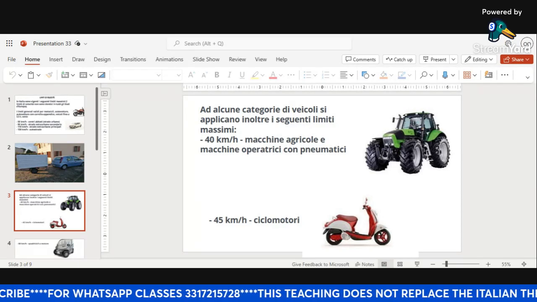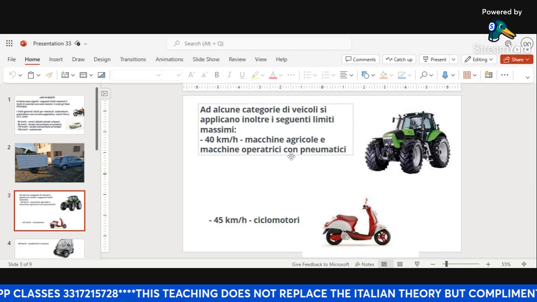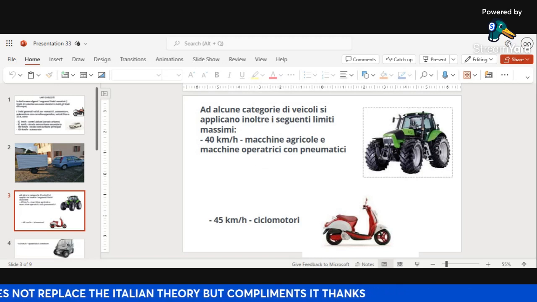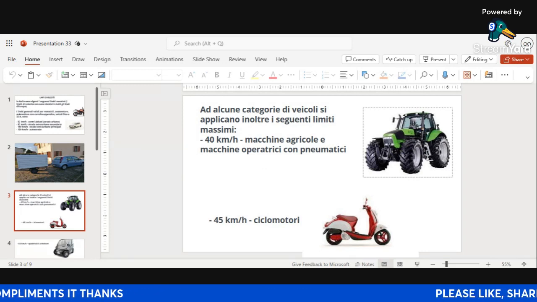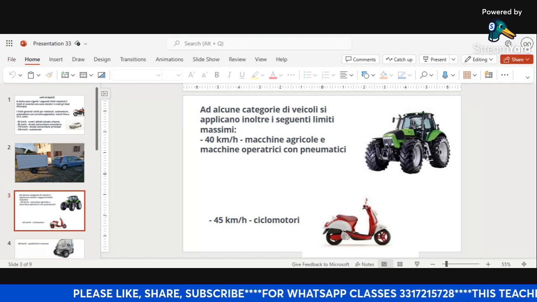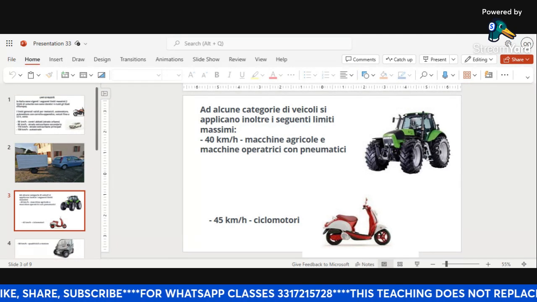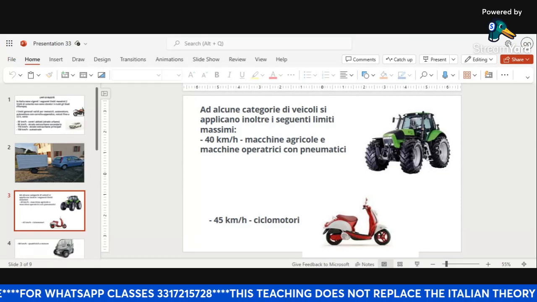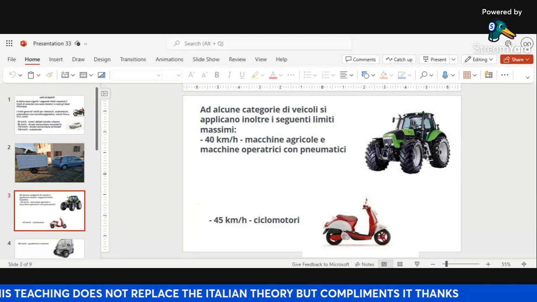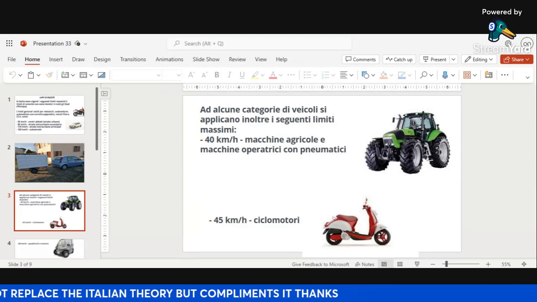Number one we have here is macchine agricole. Macchine operatrici con pneumatici. This macchina agricola looks like the operatrici one. That's why I don't want to bring two photos to confuse you. It looks like this, just that the other one is operational machines, and this one is of a farm, agricultural machines. Their speed limit is 40 kilometers per hour. Have it in mind: agricultural vehicles and operational vehicles, 40 kilometers per hour.